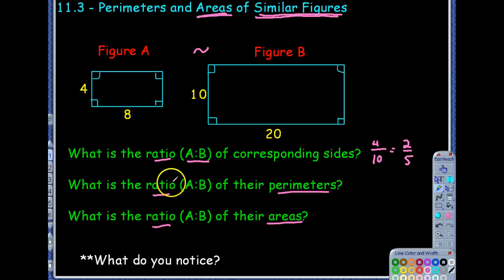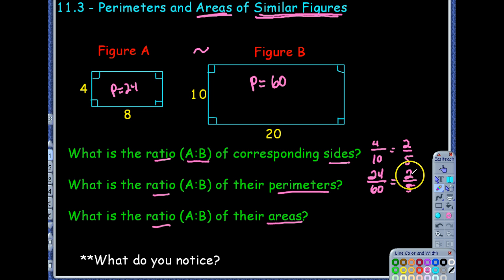So the ratio of the perimeters means we're probably going to need to find the perimeters. We know we're adding all the sides. We've got 4 and 8 and another 4 and 8 that aren't shown there, so the perimeter of that one is 24. What's the perimeter of figure B? If we add up all the sides, it would be 60. So the ratio of A to B's perimeter is 24 to 60, and if you simplify that down, it is 2/5.